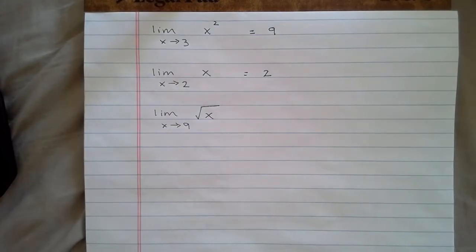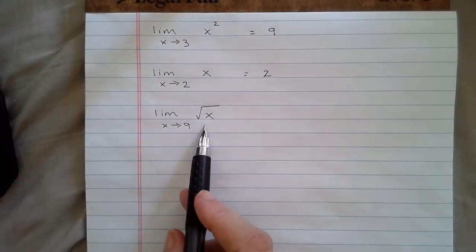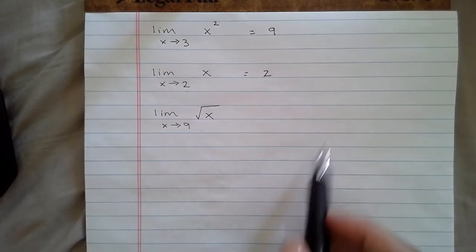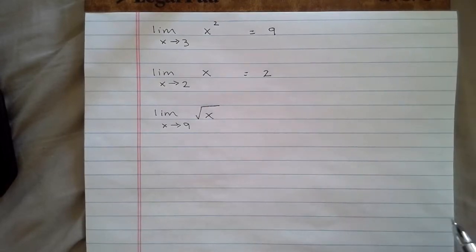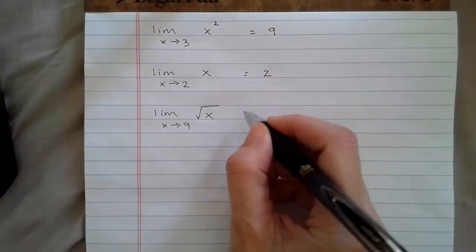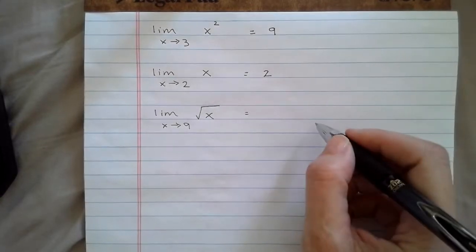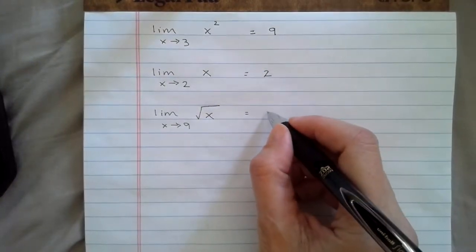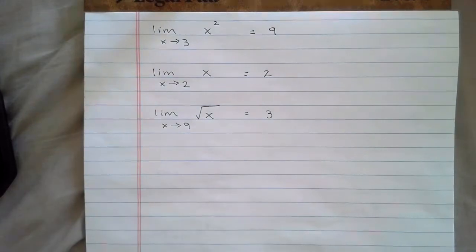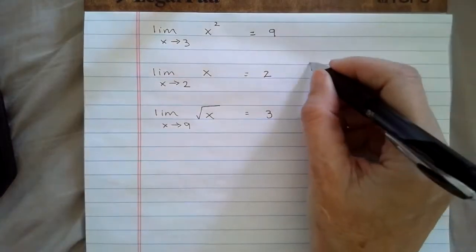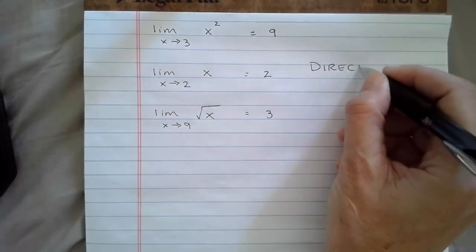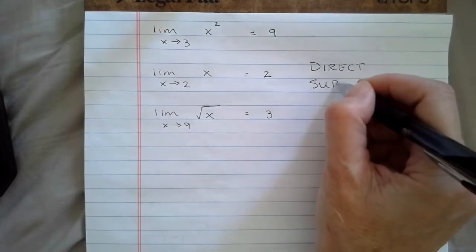And the next one is picture the square root graph. When you're over there where x is 9, what does the y value look like it's doing? You can use your calculator, or you can kind of use your common sense. Well, I know the value when I take the square root of 9 is 3. That method of evaluating a limit is called direct substitution.